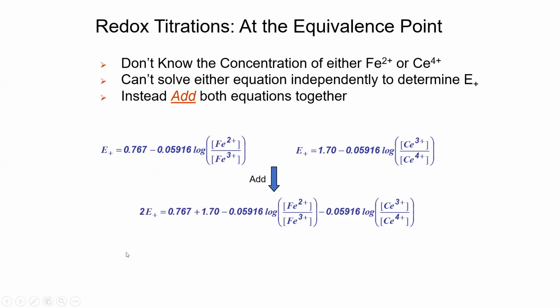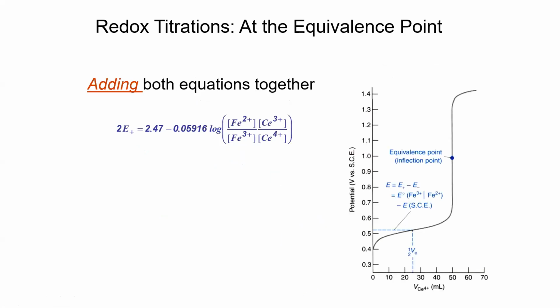So at the equivalence point, we don't need the concentration of iron 2 or cerium 4, because the iron 2 has already been converted to iron 3, and this is the unreacted cerium that has not gotten reduced. So we can't solve either of these two equations independently, but we have to add the two of them together. This is for iron, this is for cerium. We add the two of them together to get the overall electrode potential at the equivalence point. So when we add them together, we get this value.